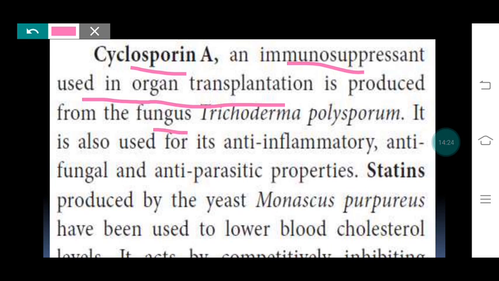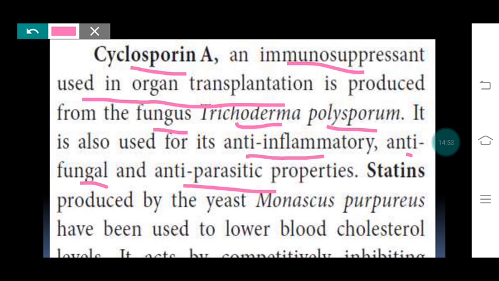1 mark question. And it is also used for its anti-inflammatory number 1, antifungal number 2, and anti-parasitic properties. Clear? So they will ask you 1 mark question, which one is used as an immunosuppressant, and which one is used as an anti-inflammatory, antifungal, anti-parasitic. All this is cyclosporin A, and it is obtained from Trichoderma polysporum. Clear? Right. And next one is a statin.